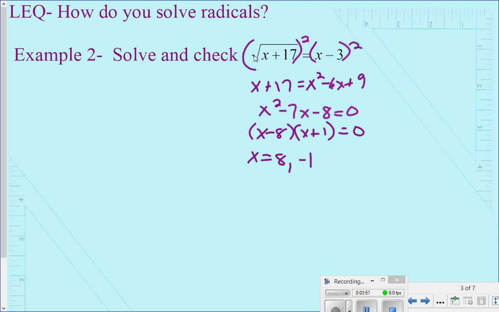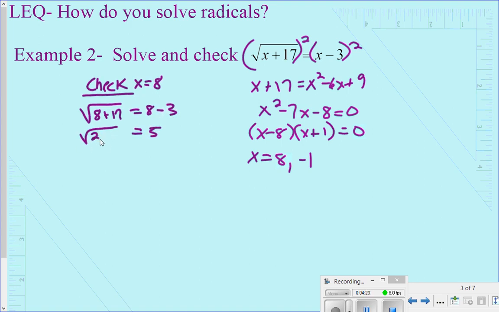But remember, this problem involved a square root, an even root. So it's possible that there could be extraneous solutions. So I have to check both of these to make sure that they're correct. So the check means I substitute into the original equation one value at a time. So the square root of, we'll try 8 first. 8 plus 17, the square root of that should equal 8 minus 3. Well, 8 minus 3 is 5. 8 plus 17 is 25, and the square root of 25 is 5. So that works. Now I'm going to check the other solution.